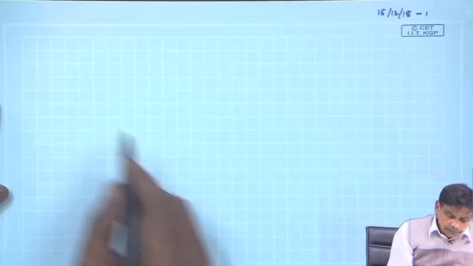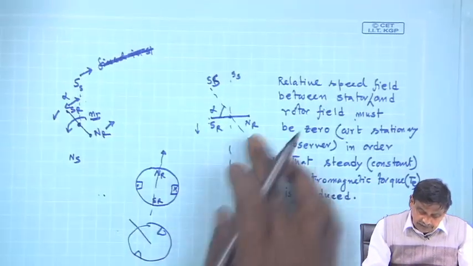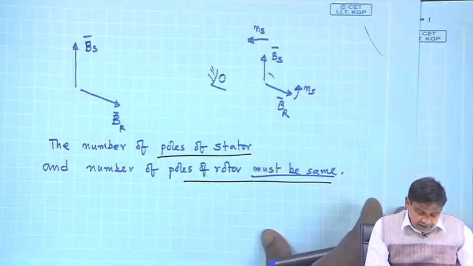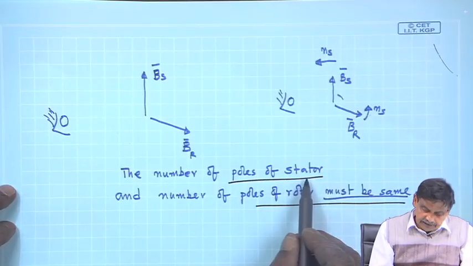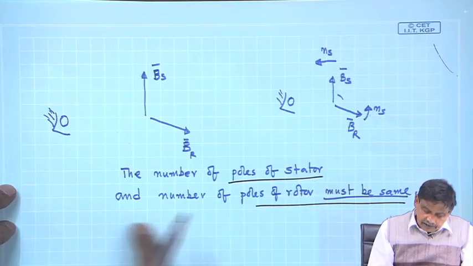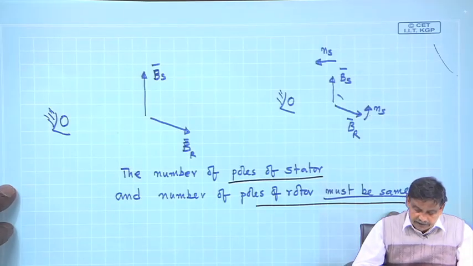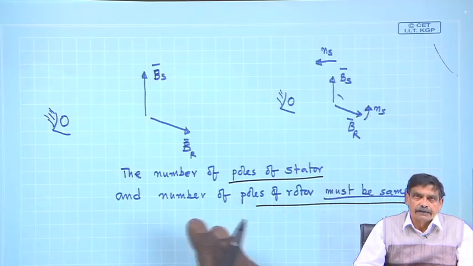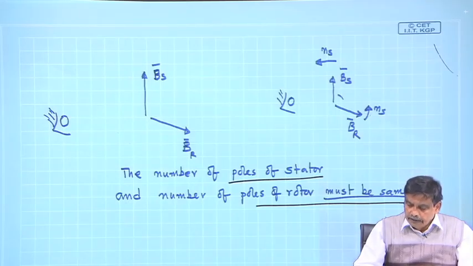The second condition is the number of poles. I wrote it here: the number of poles produced by stator coil currents and the number of poles produced by rotor coil currents must match. The number of poles will always be even, and I showed you last time that 2 poles we know how to produce.